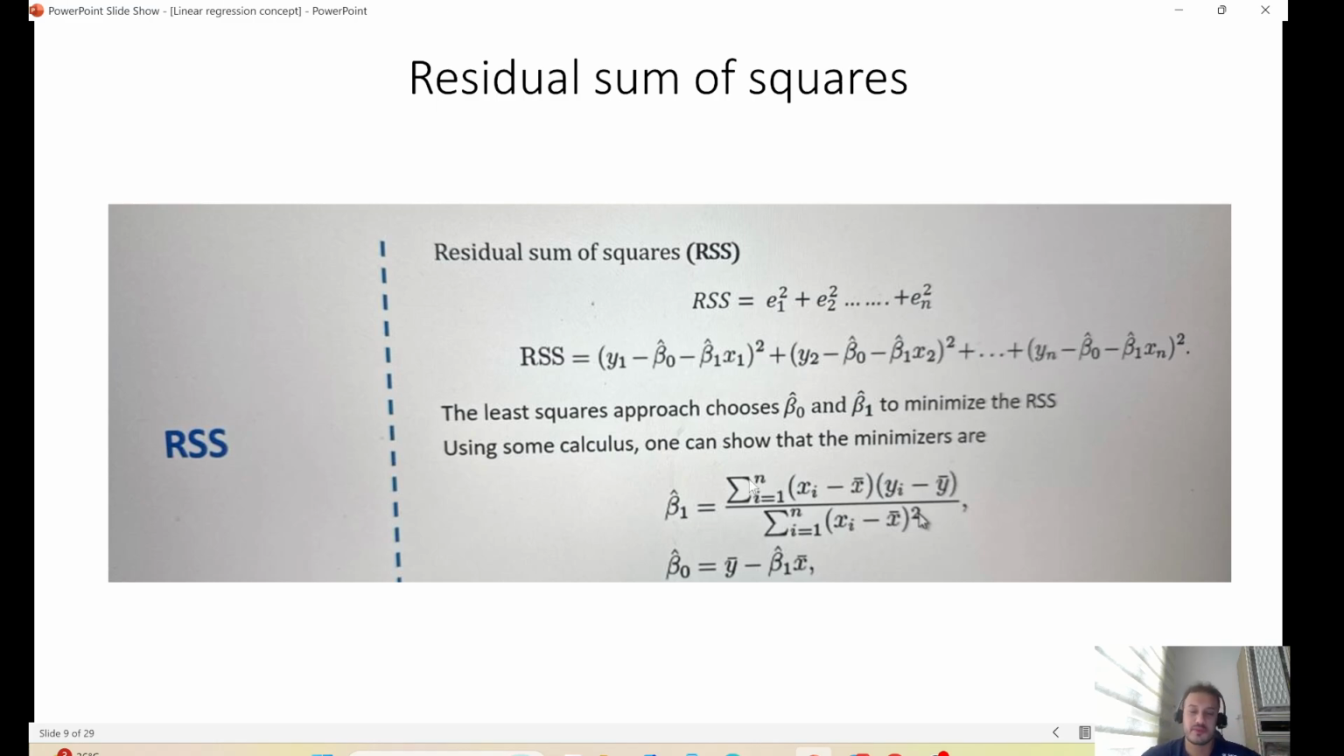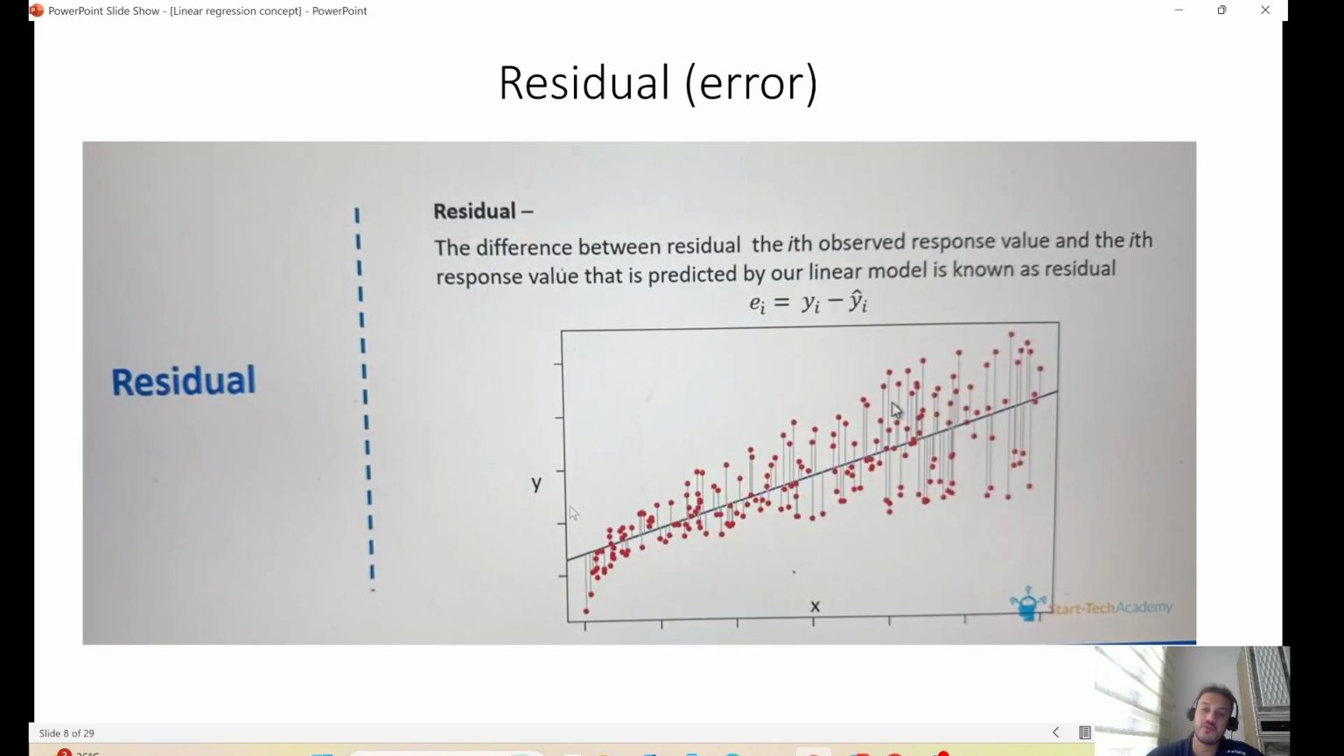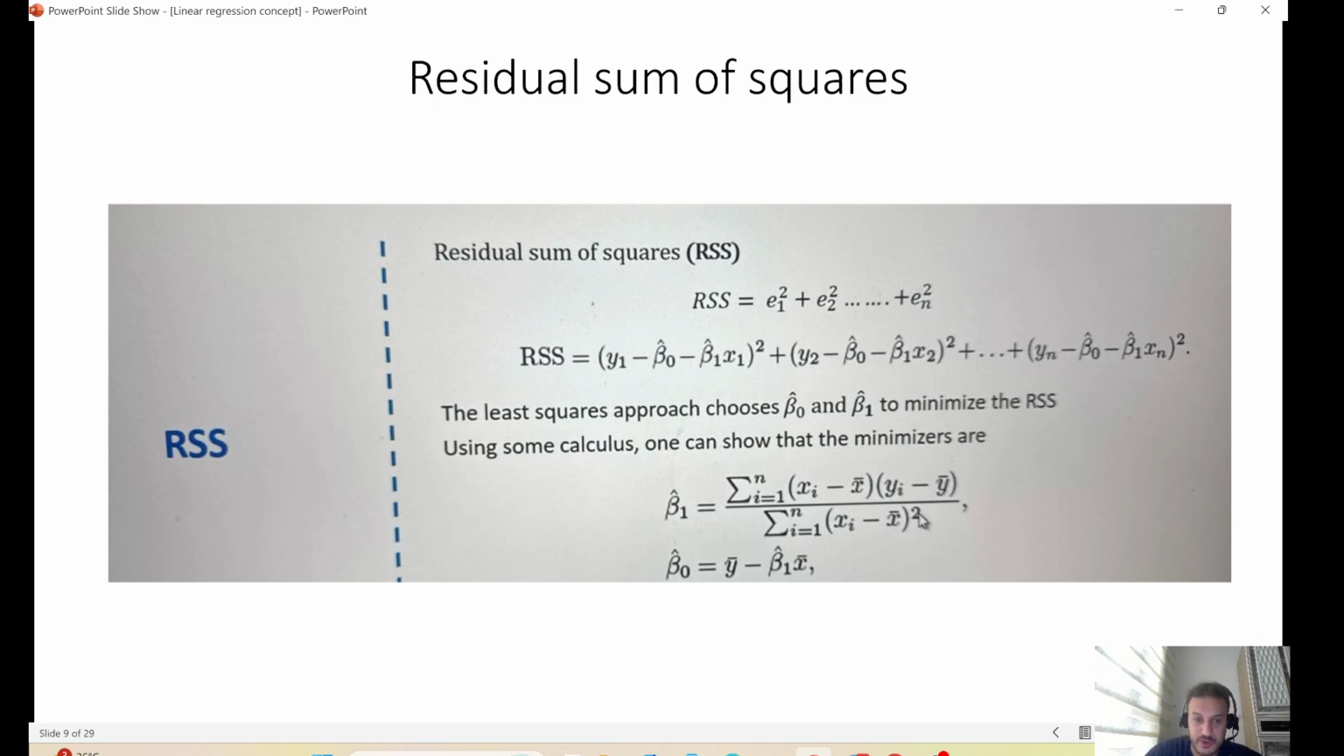So this is the residual sum of squares. It tells you how far your prediction model is from your true value. If it's far, that means your model is not a good fit for linear regression. If it's close, that means your model is a good fit. So this is the purpose of the residual sum of squares.